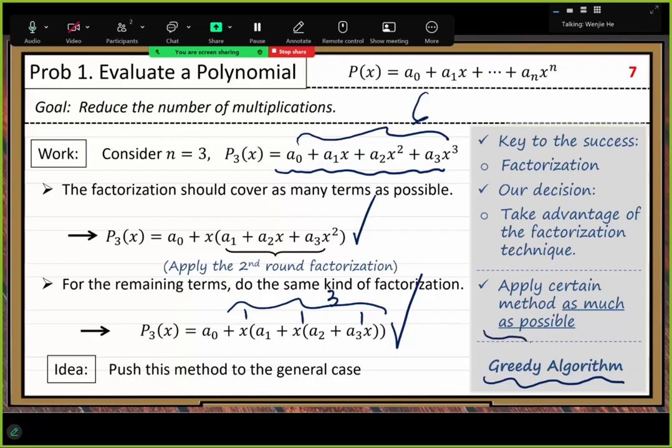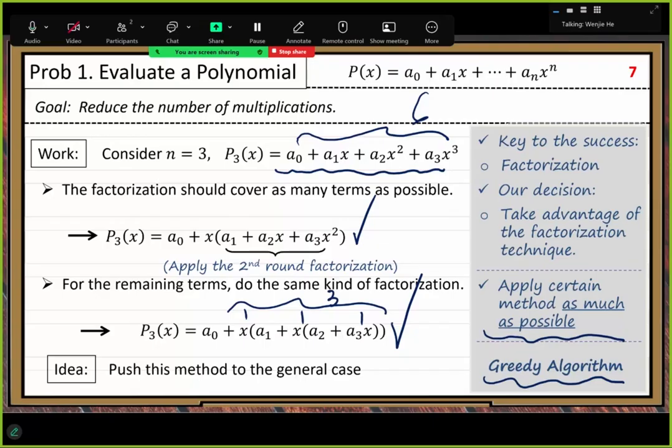Because we apply a certain method as much as possible in a greedy way. So what's that greedy way? We apply it to the extreme. So we call it the greedy algorithm. Here I introduce this greedy algorithm, and I will talk about it later, because we have several places where we need to apply it.